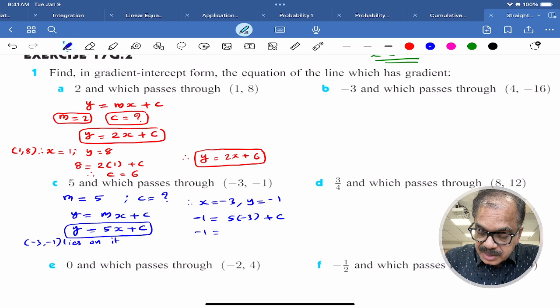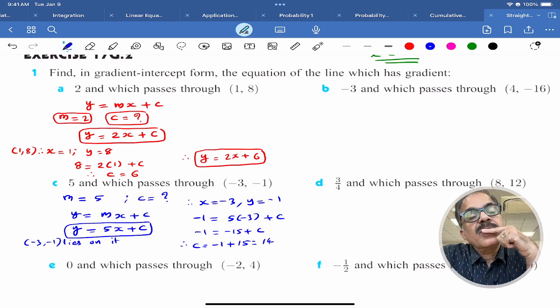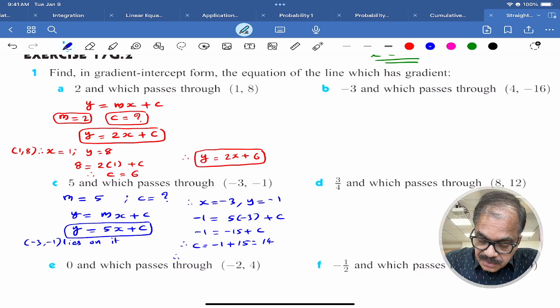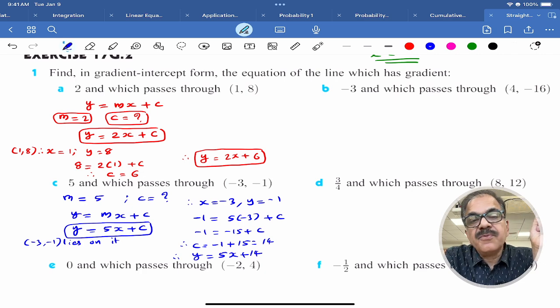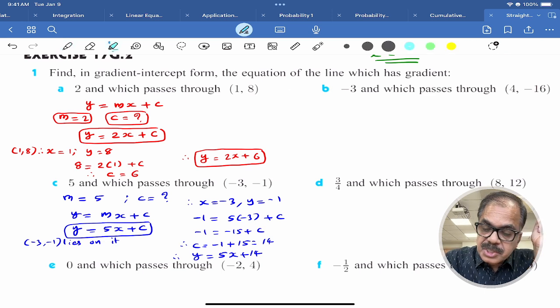That's negative 1 is equal to negative 15 plus c. Therefore, c is equal to negative 1 plus 15, which is going to be 14. So I got the value of c. Put that back in. Therefore, y is equal to mx plus c, 5x plus c it was. 5x plus c is now 14. So that's the required equation. So we found the equation of the line.